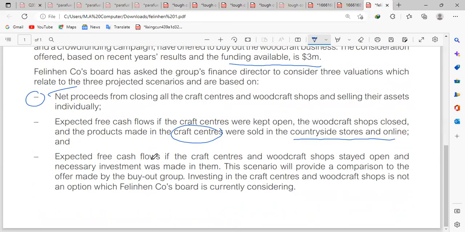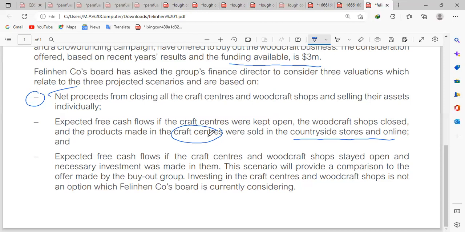In the second part, the craft centers are kept open and the woodcraft shops closed. The products made in the craft centers were sold now in the countryside stores because the shops were being closed. So the other outlet was the countryside store.